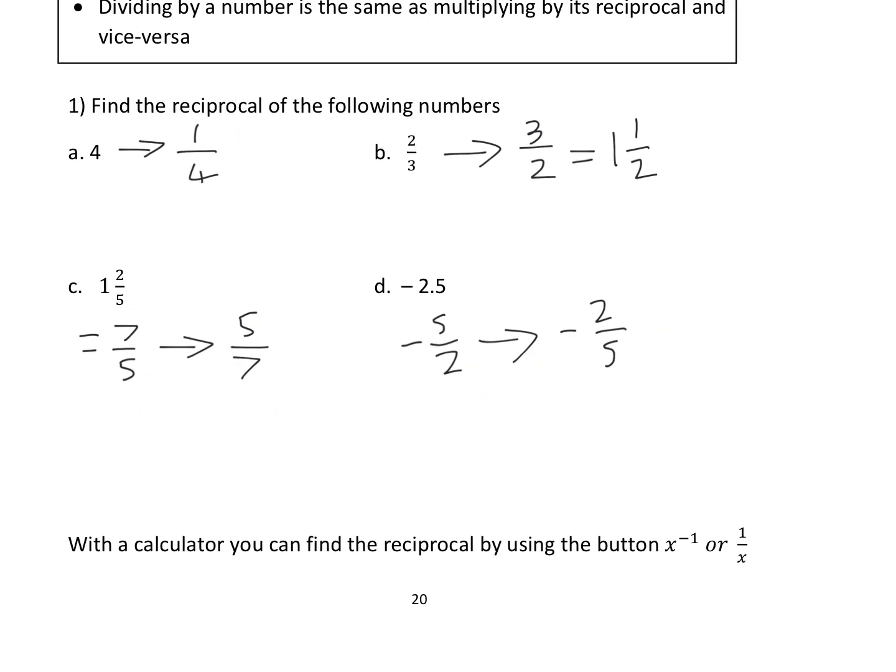Just a little note for you there. With a calculator, you can find the reciprocal by using the x to the power of -1 button, or the 1 over x button.